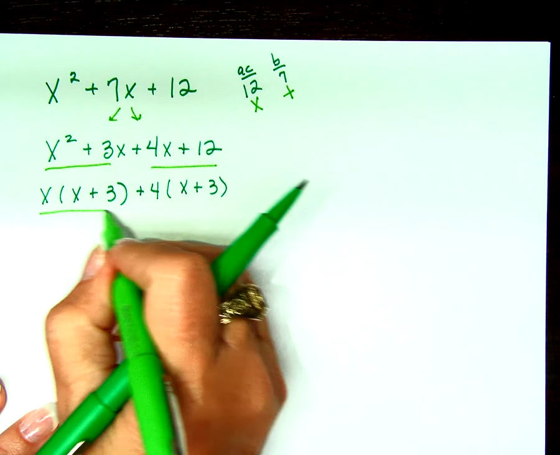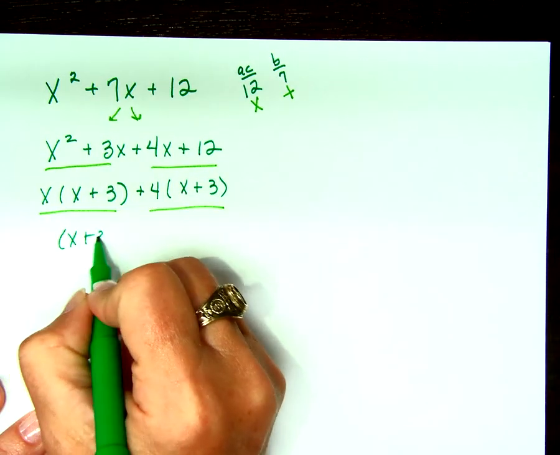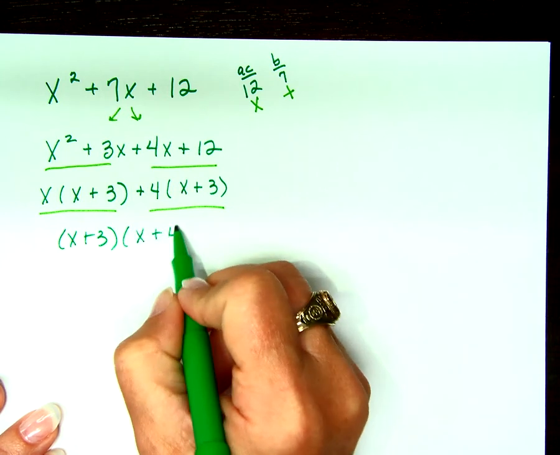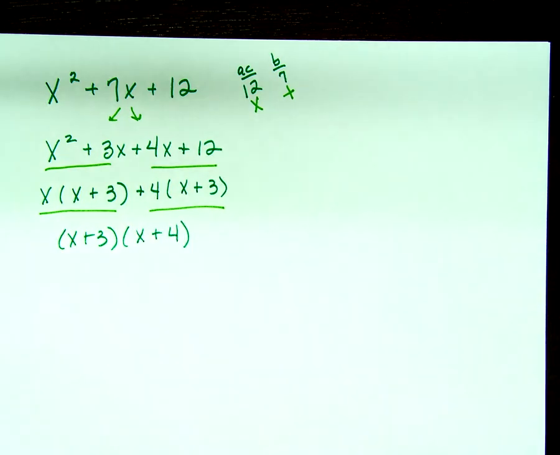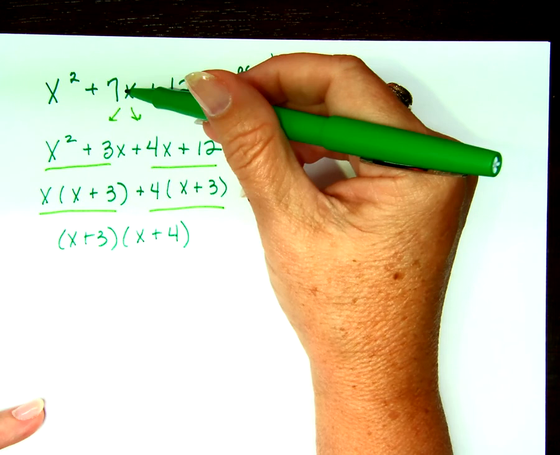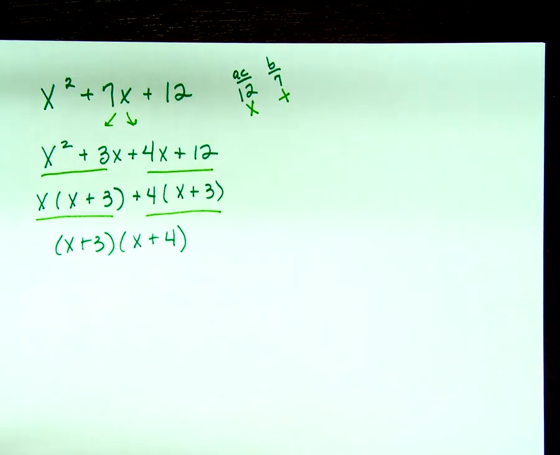Now what is common in these 2 terms? X plus 3. And if I factor out an x plus 3, what's left? So x plus 4, right? Answer is x plus 3 times x plus 4. Which you already knew, right? Because if we did the shortcut way, multiplies to be 12, adds to be 7, 3 and 4. X plus 3, x plus 4, right? Everybody okay with that? Okay.